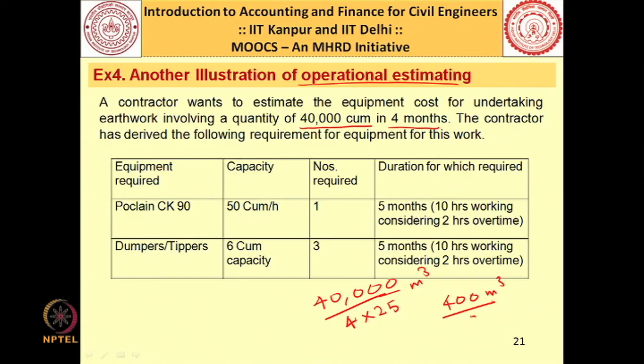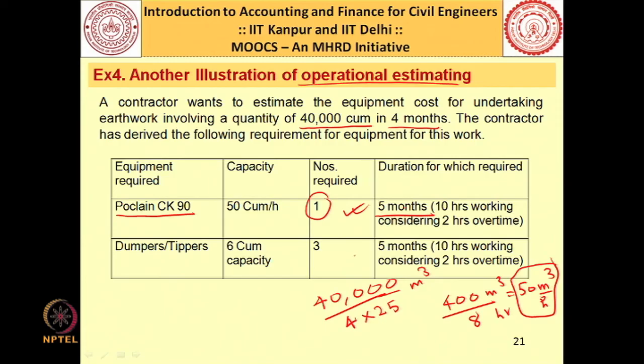If you are working for 8 hours, so divided by 8, that means it will be about 50 cubic meter an hour. So, I am looking for a rate of 50 cubic meter per hour excavation, and I know from my past experience and from my knowledge that this much productivity can be given to me by a poke line CK90. So, I require one number for this, and I would require it to keep it with me for 5 months. Here again, although the actual duration is 4 months, I will take 1 month extra, just in case some problem happens. I will be making use of this for that additional month also.